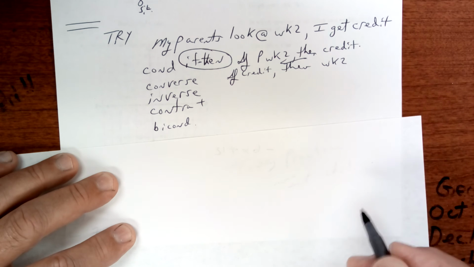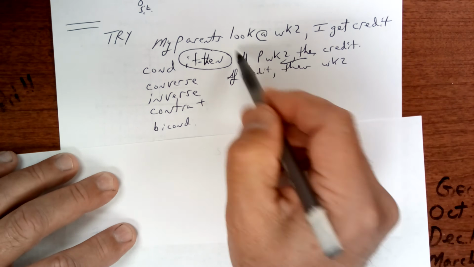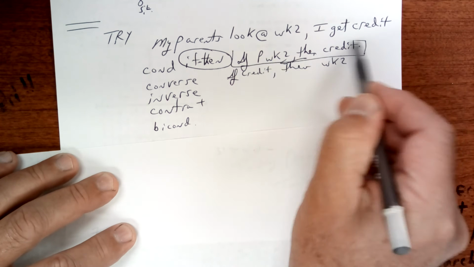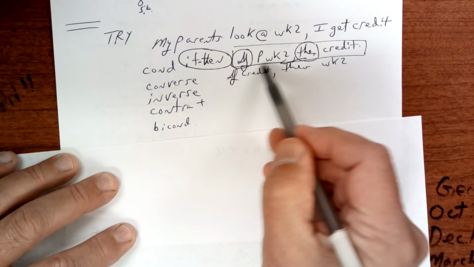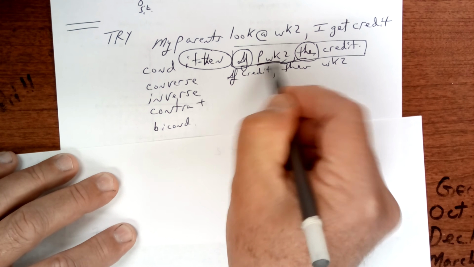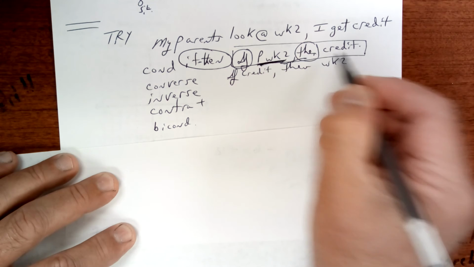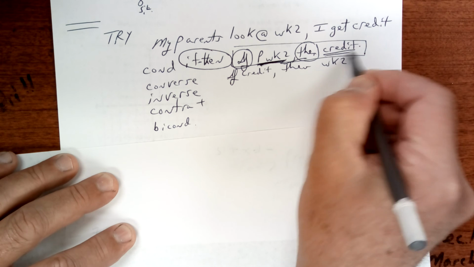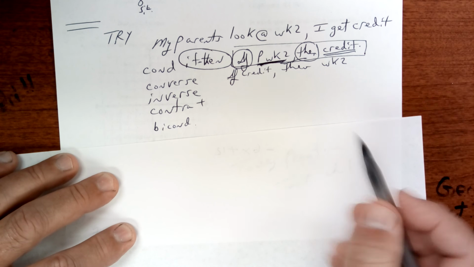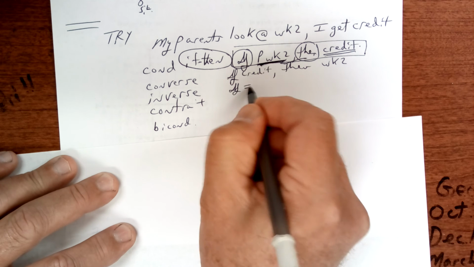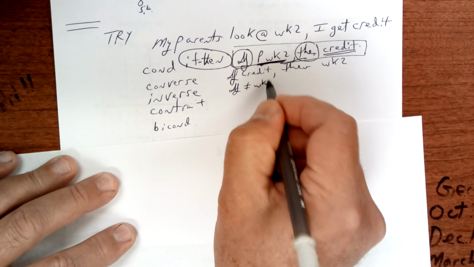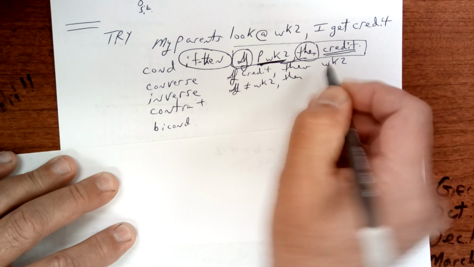Okay, the inverse is the opposite of this conditional. Remember, circle the word if and then. That's your hypothesis right here, and this is your conclusion. Do not include the word if and then. So the inverse would be if my parents do not look at week 2, then I do not get credit.